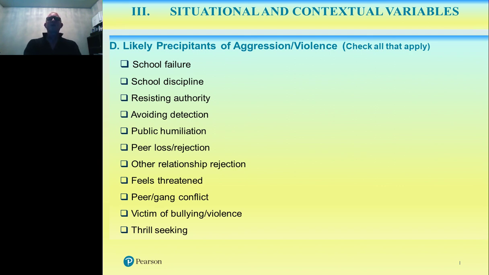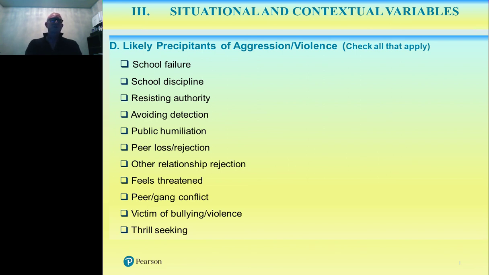Getting away with it, being able to avoid detection. And this is really also tapping into some of those more nefarious criminogenic attitudes that if I can get away with it and do it, I'm going to do it. Or to stand up for themselves in the face of public humiliation, saving face, as it were, or retribution for that. Peer loss or rejection, other relationship rejection, sometimes loss of a girlfriend, for example, might be a precipitant for that. Or boyfriend, particularly if it's with somebody you know and that you have some level of conflict with because of that.